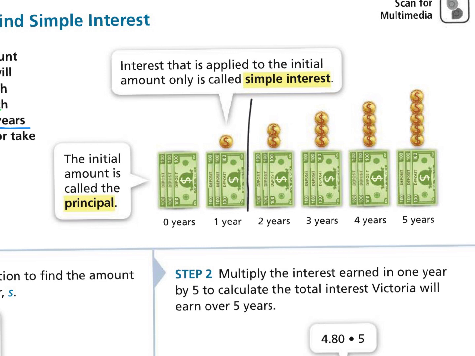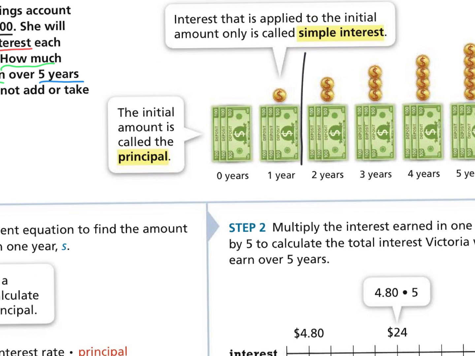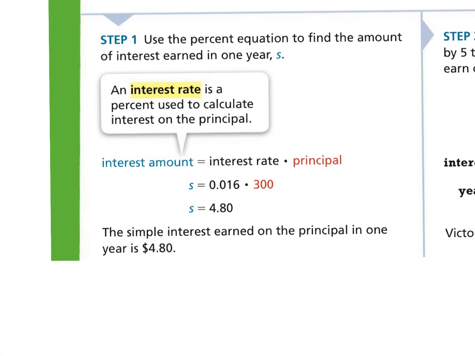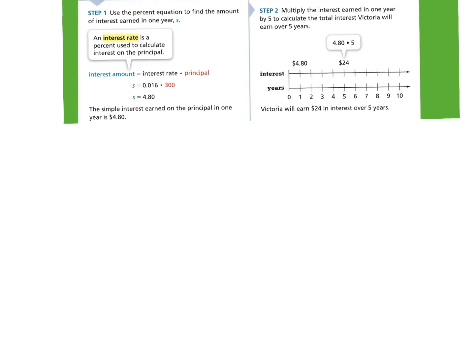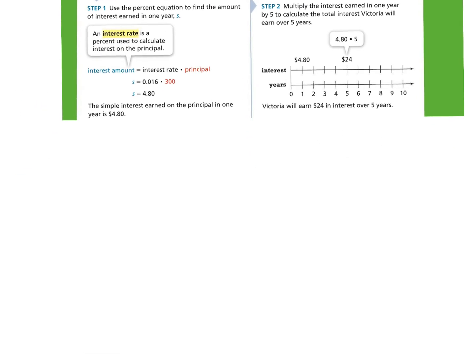Interest that is applied to the initial amount only is called simple interest. In reality, there's a thing called compound interest, which is what really happens. But this at least gives you the idea of how interest works, and this is not too far off from what happens with compound interest. So the initial amount is the principal. We kind of already mentioned. Okay, so I don't know why the book is doing this, but I'm just going to use that formula that we talked about. So I'm going to do this a little differently than the book.